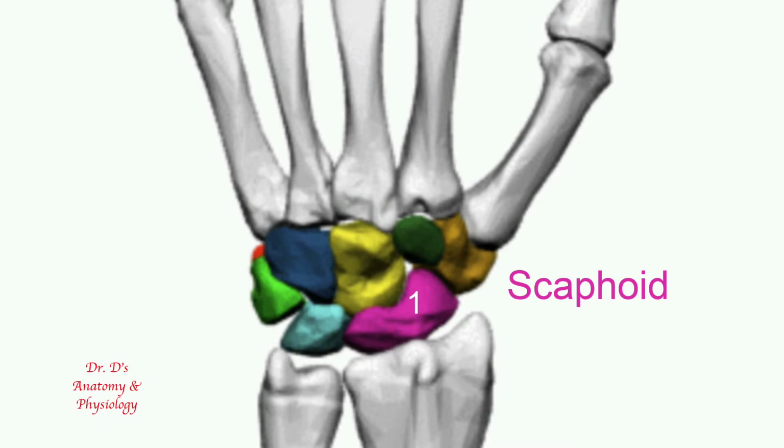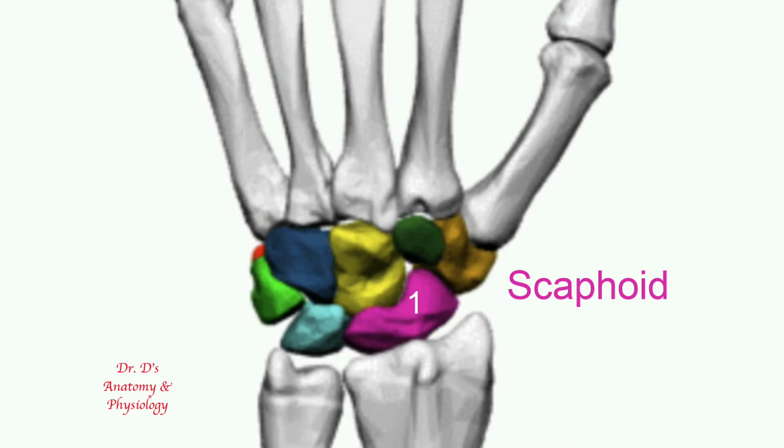However, another boat-like bone found in the ankle is called the navicular also. So if you want to avoid confusion, use scaphoid. As you can see in this figure, most of the articulation between the carpus and the radius is between the scaphoid and the radius.